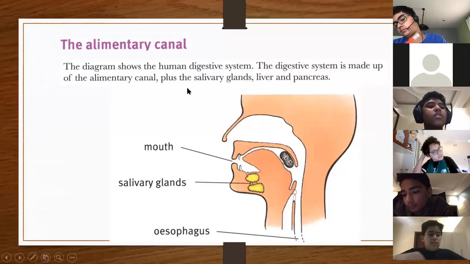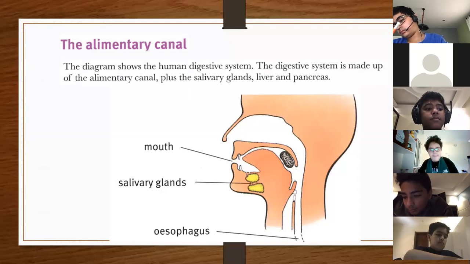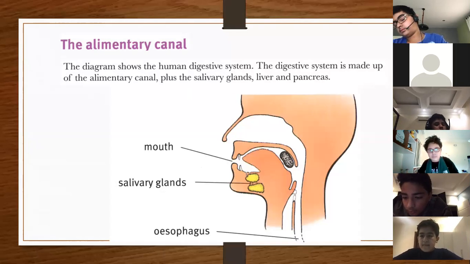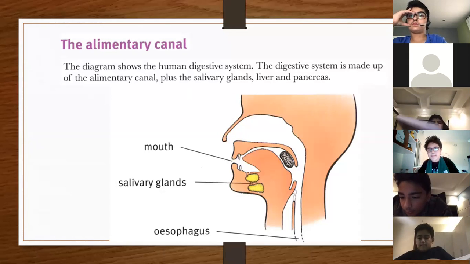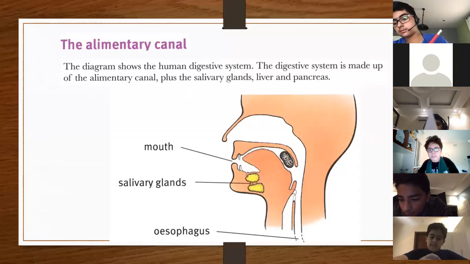So this is how the alimentary canal looks like. This is the first stage. The digestive system is made up of the alimentary canal plus the salivary glands, liver, and pancreas. Now, why did we mention the salivary glands, liver, and pancreas as separate? Why do we not consider them in the alimentary canal?